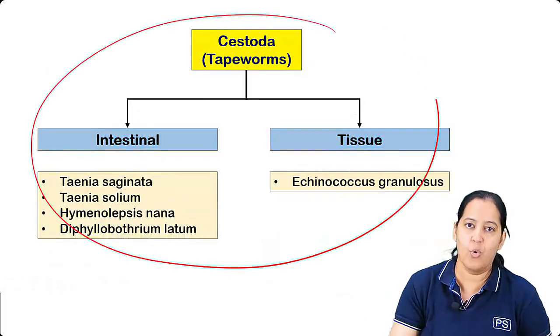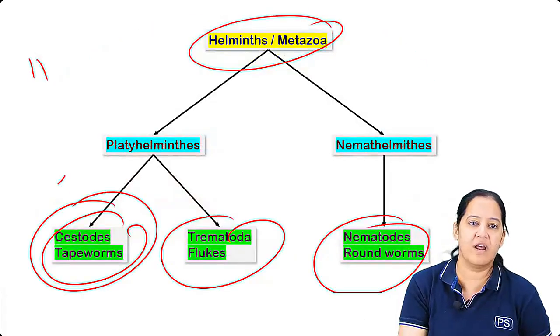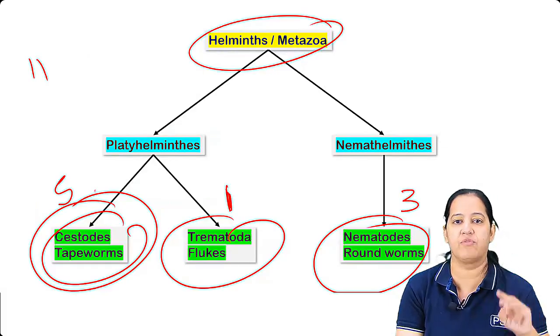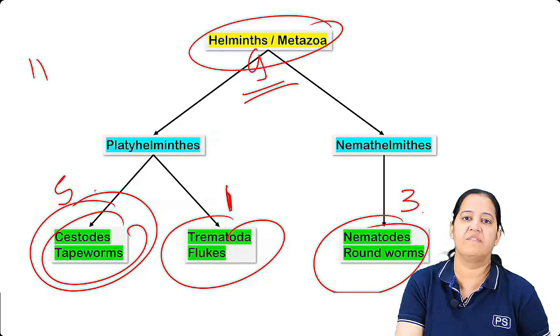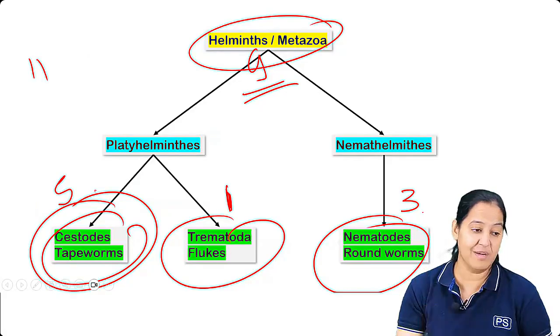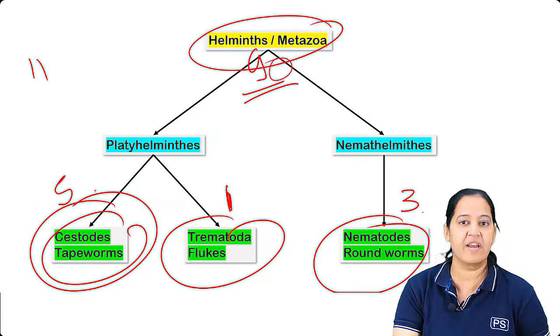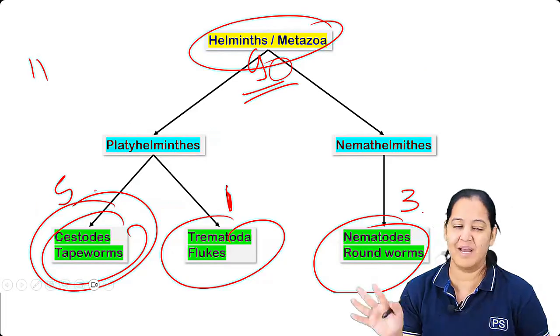These are the cestodes. There are 5 cestodes. I will teach you 1 trematode and 3 nematodes. 5, 6, 7, 8, 9, so 9 total I will teach you here. And these are big, they will take time, minimum 10 minutes each. So it will require minimum 1.5 to 2 hours. The whole parasitology is quite substantial.